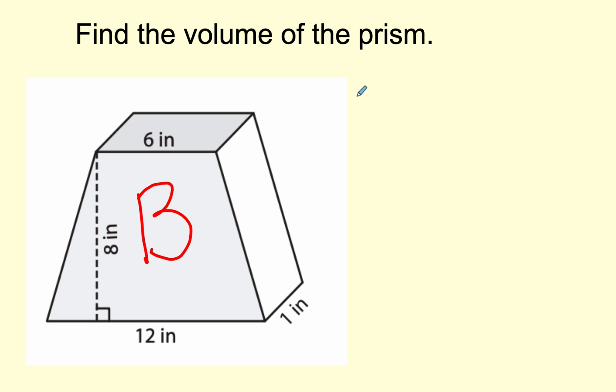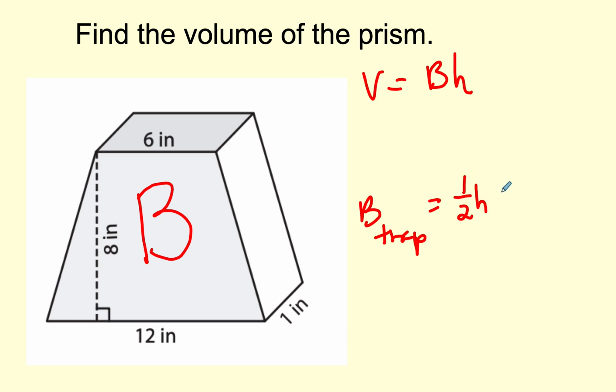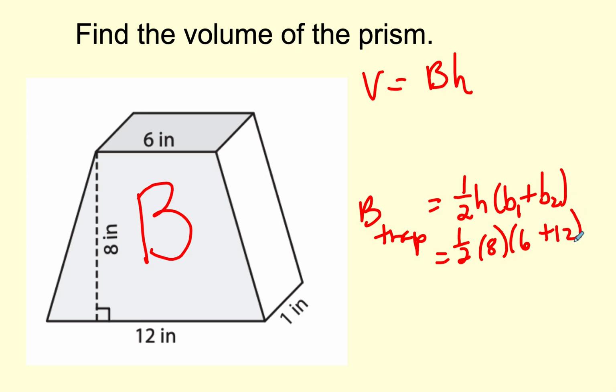It is a trapezoid. So we want to figure out the volume is equal to the area of the base times the height. Our base is a trapezoid, and the formula for a trapezoid is 1/2 height times the sum of the bases. And the height is right here, 8, and one base is 6 and the other base is 12. So this is 1/2 times 8 times 18.